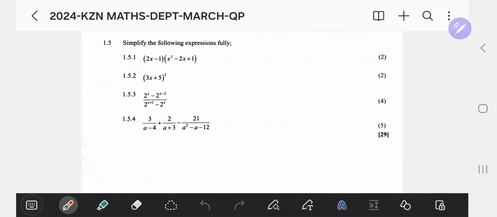Now we're on to 1.5, and here it says simplify the following expressions fully. And for 1.5.1, we have two brackets. The first bracket is a binomial. We've got 2x minus 1. The second bracket is a trinomial. We have x squared minus 2x plus 1. Now we know that brackets means multiply. So we need to simplify here by multiplying out these brackets. Let's do that.